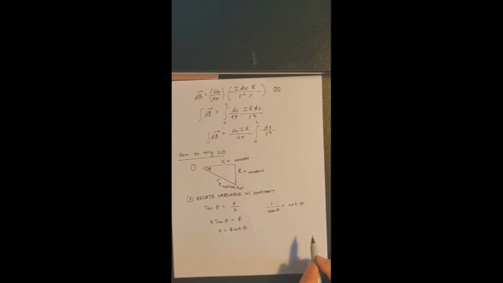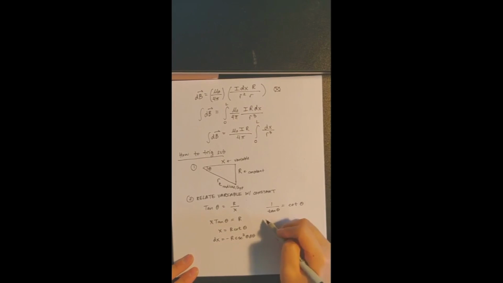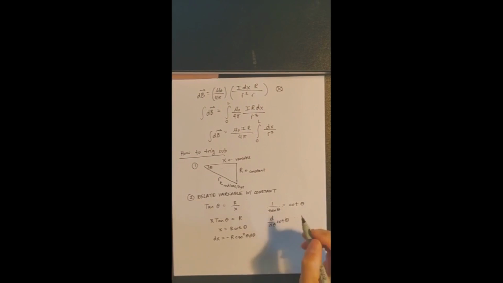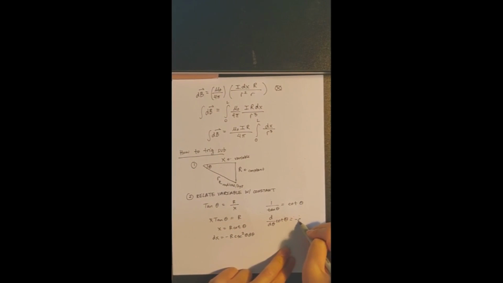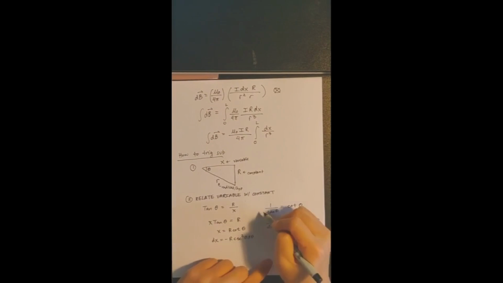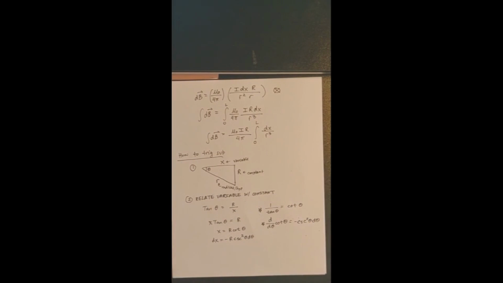Now we can differentiate both sides. If I do that, I get dx is equal to negative r cosecant squared theta d theta. This negative came from deriving the cotangent, because d over d theta of cotangent theta is equal to negative cosecant squared theta. So now we know what our dx term is, which we can use later when we integrate this again.